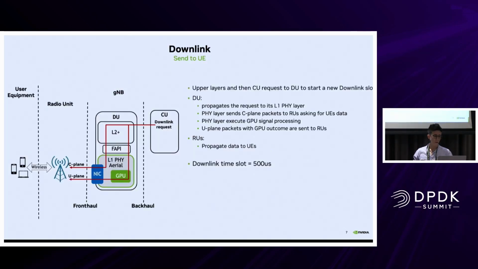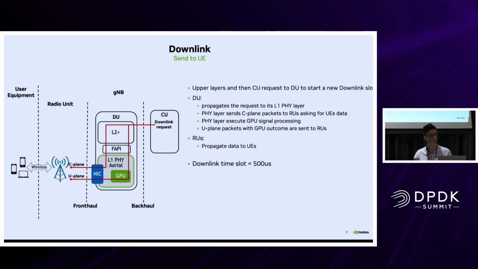If we want to look at the send side of the problem, then we are in the downlink time slot, still a time window of 500 microseconds, where the physical layer has to send data to the radio units, and then in turn the radio units must forward those packets to the UEs. The procedure is kind of the same. From the CU, the DU receives a downlink request. It pushes this request through all the layers in the DU up to the bottom layer, that's the physical layer. And here, something similar to the uplink slot happens.